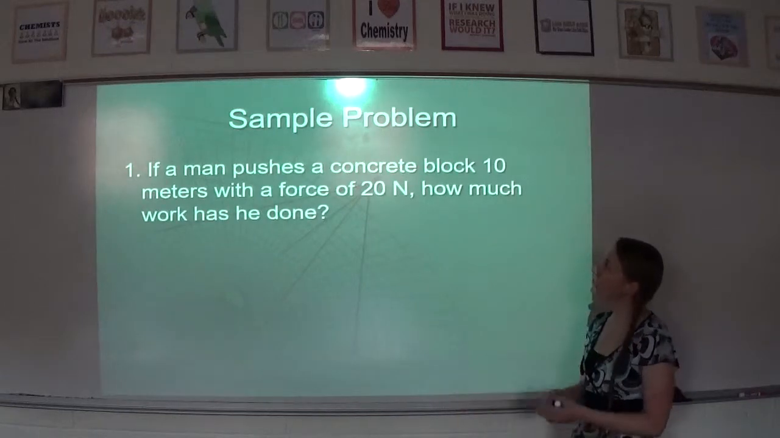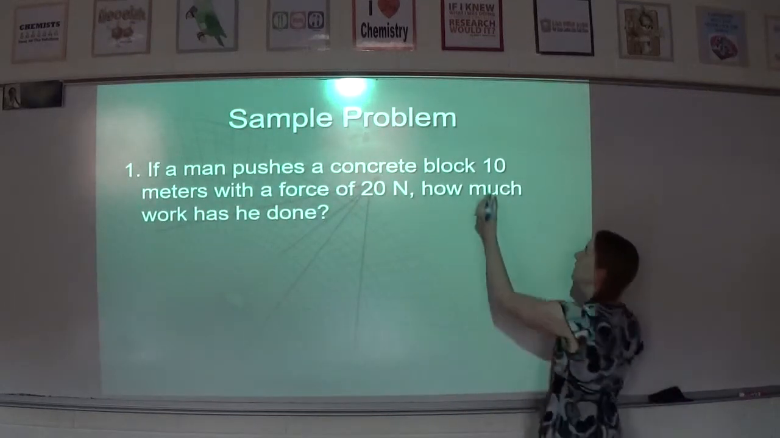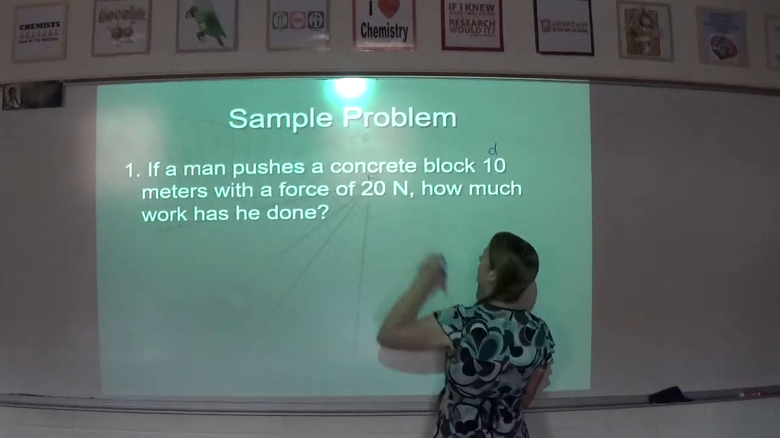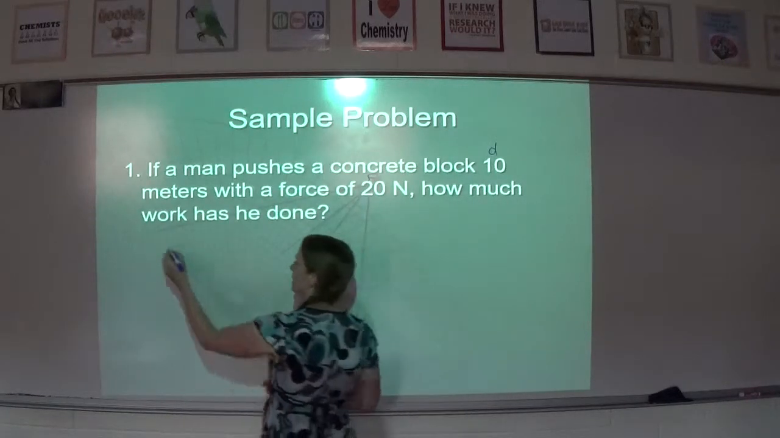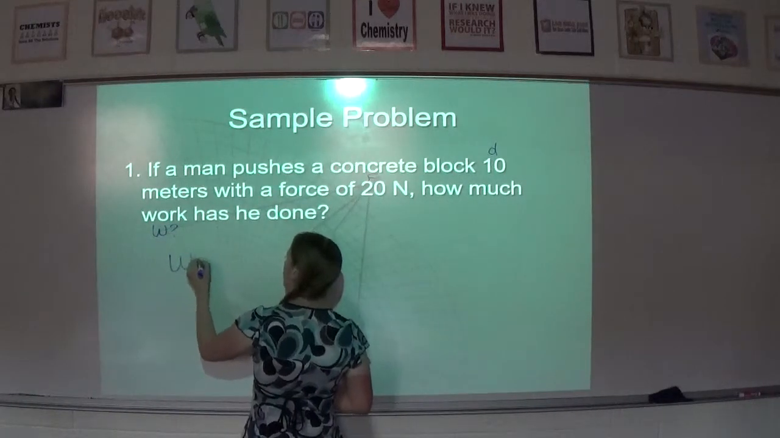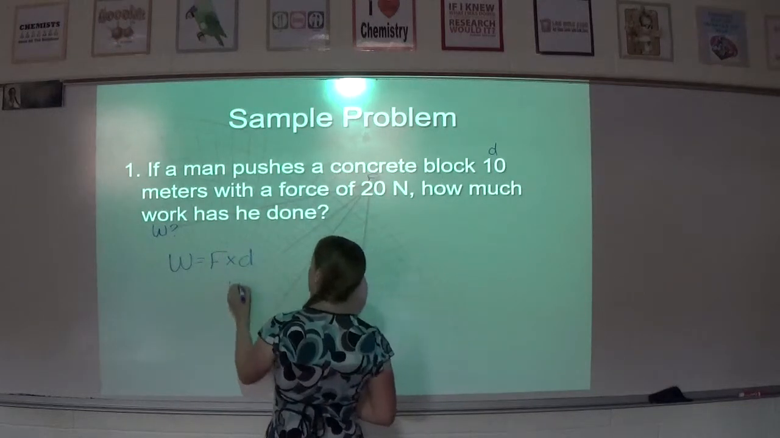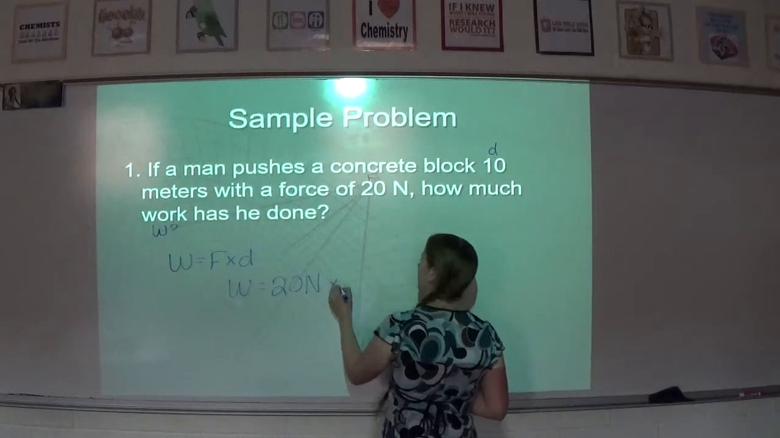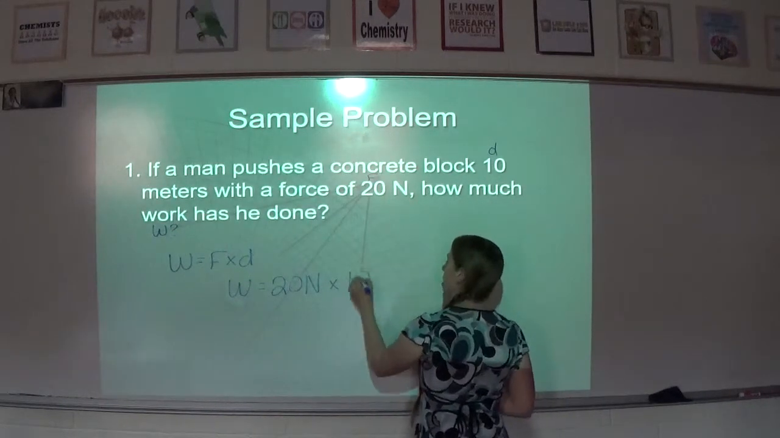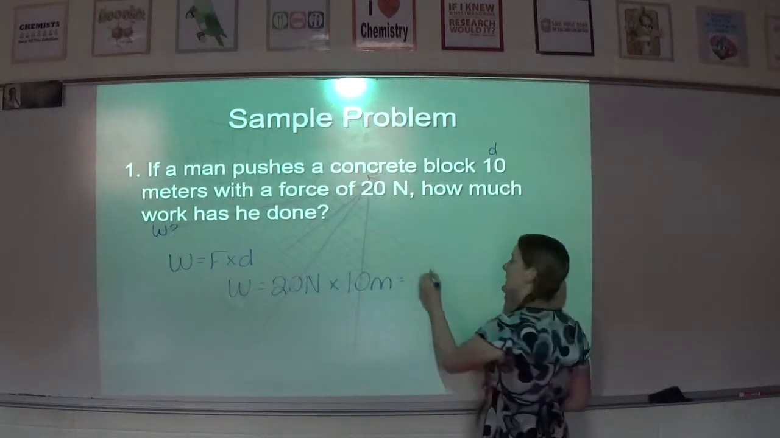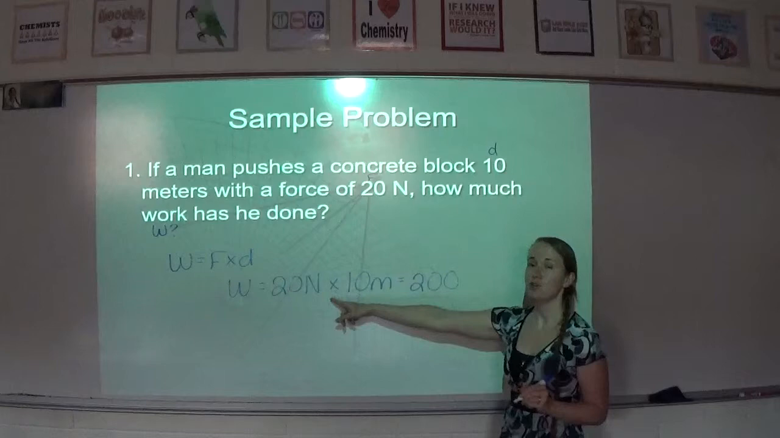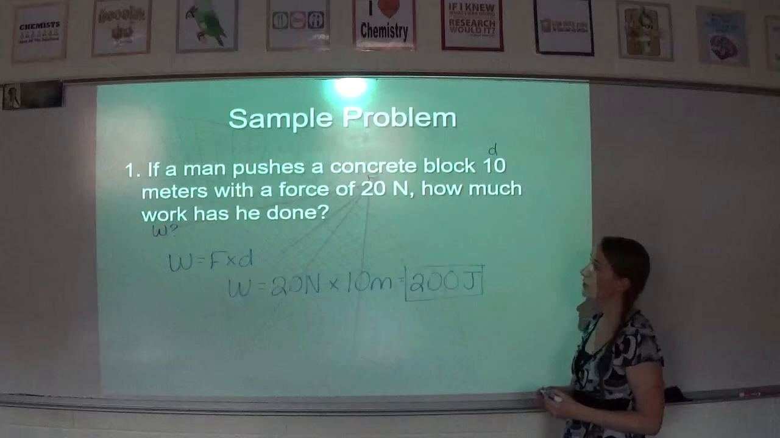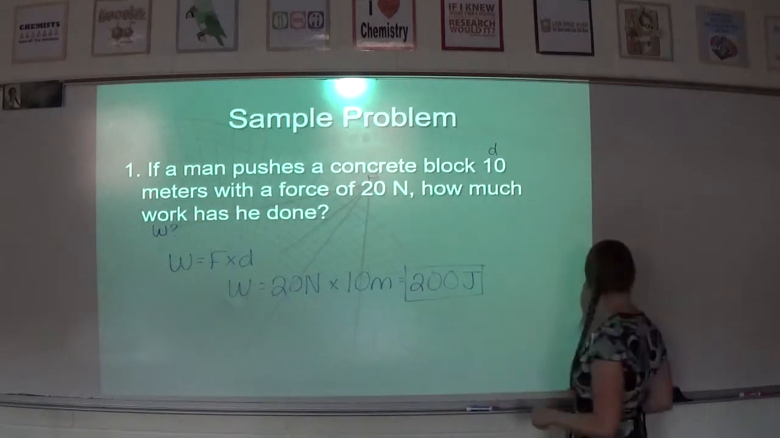So it says, if a man pushes a concrete block 10 meters, so there's my distance, with a force of 20 newtons, so there's my force, how much work has he done? So we're looking for work. Work equals force times distance, so then I just plug in. My force is 20 newtons, my distance is 10 meters. Once I multiply, I'm going to get 200, and then remember, a newton meter is a joule. So he did 200 joules of work when he pushed that concrete block. All right?